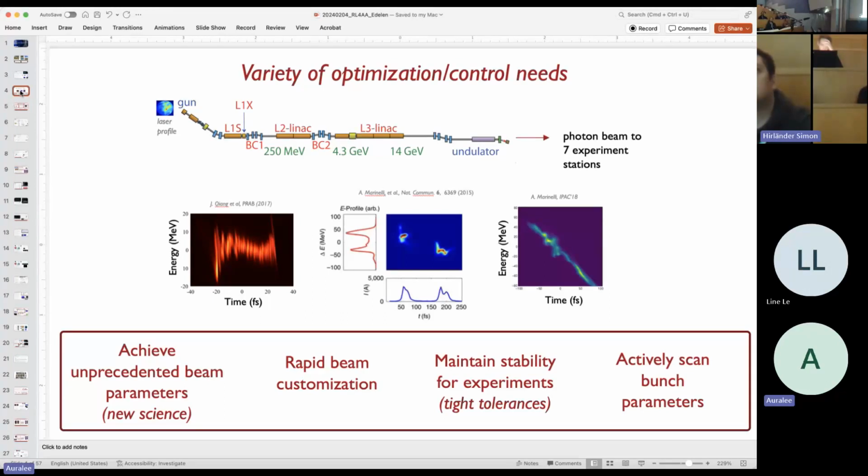So we ultimately have a variety of optimization and control needs. We want to push the beam into very new regions of parameter space that haven't been achieved before. So things like very short, highly compressed beams, which requires a lot of time to set up. We want to be able to customize the beam very rapidly for different users. And then once we've done that, we want to be able to maintain stability for experiments with very tight tolerances. And then, as I mentioned, increasingly, we're wanting to actively scan the beam parameters during an experiment.